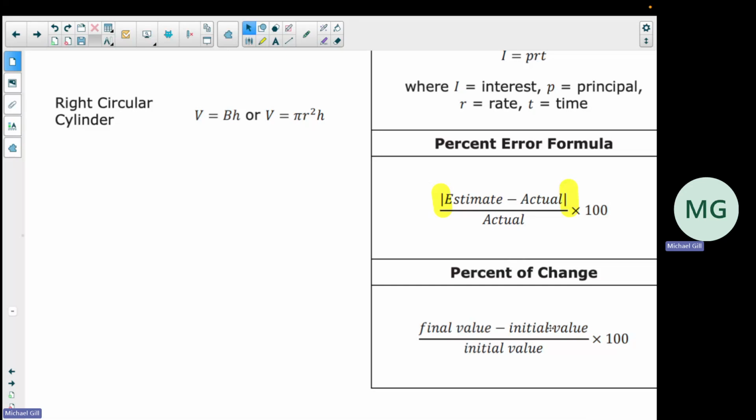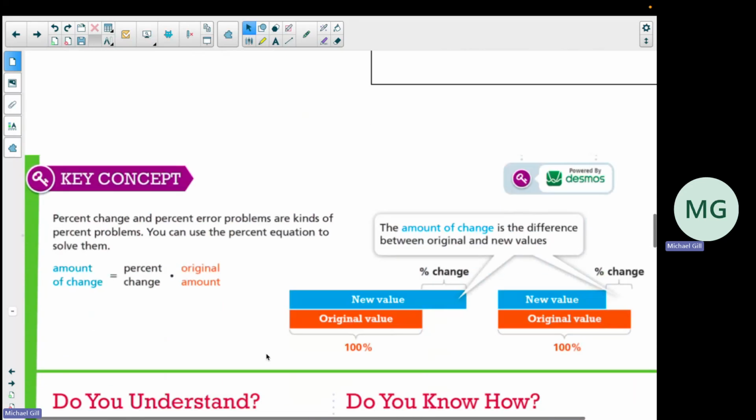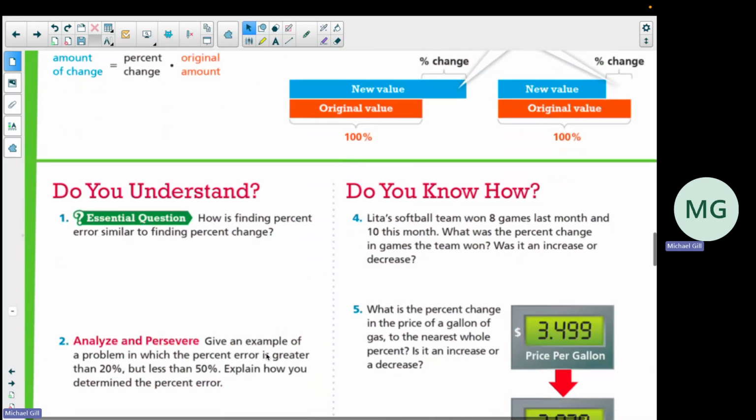So again, the way I told them to find this initial value and the final value is think of a timeline. They did timelines in another class. The number that happens first in the timeline is your initial value, your original. The one that happens second is your final. Estimate and actual does not work that way, but typically they'll just say estimate and actual in the problem. So it's pretty easy for percent error. All right, so percent change.